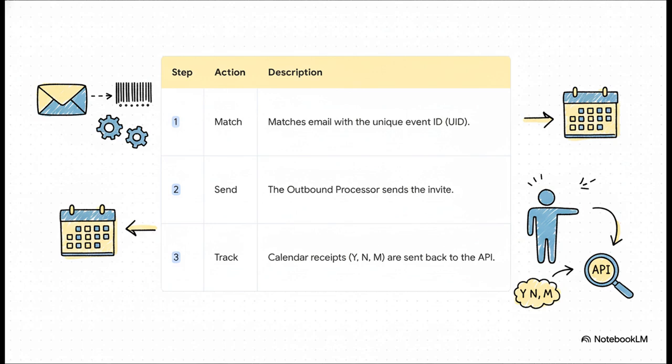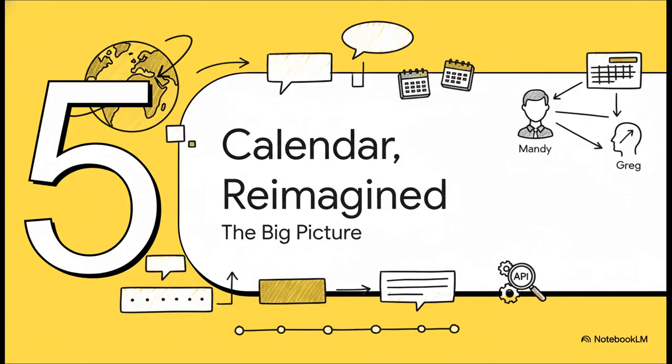Second, send. The outbound processor sends the invite. And third, this is the secret sauce: track. When Greg clicks yes, no, or maybe, his calendar app sends a little receipt back to the API. That receipt is what connects his response to his email and the event's unique serial number. That's how Mandy gets all her real-time data. Okay, nerd alert over. Let's zoom back out.